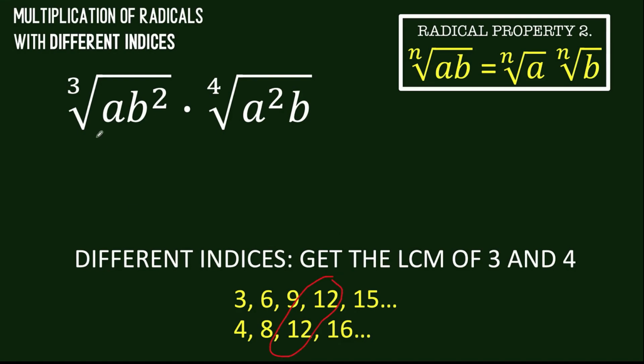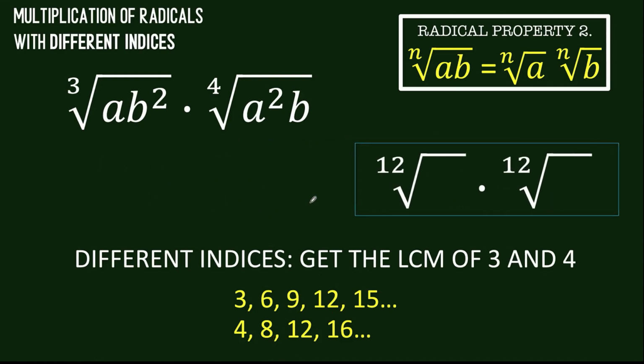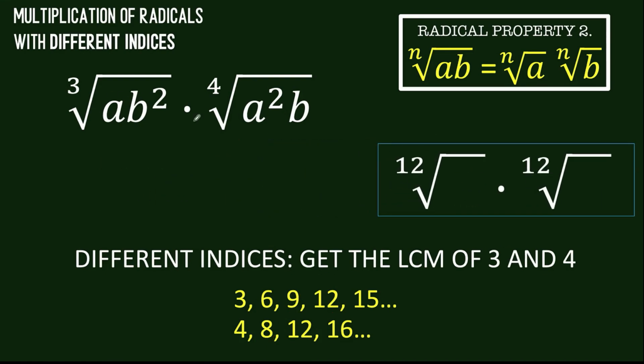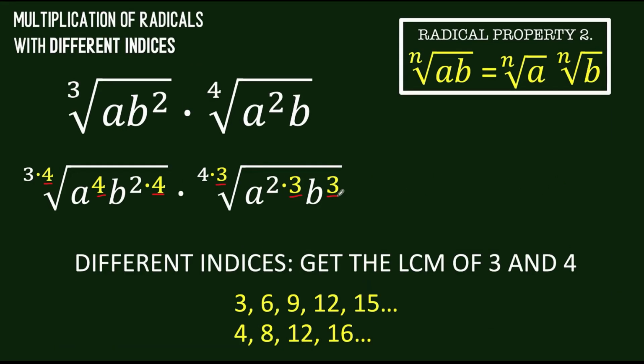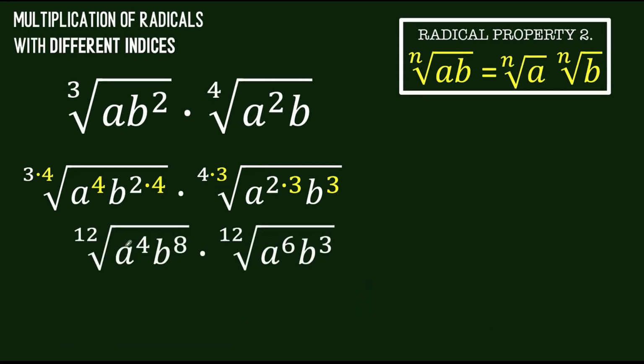So we want these given radicals to be the 12th root of something times the 12th root of another radicand. So to get the number inside the radical, we now proceed this way. From 3 to get 12, we need to multiply the index by 4. So multiply the index by 4, multiply the exponents by 4 as well. For this 4 to become 12, we need to multiply it by 3. So we multiply this by 3, multiply the exponents also by 3. We just have to simplify to arrive at the 12th root of a to the 4th, b to the 8th, times the 12th root of a to the 6th, b to the 3rd.